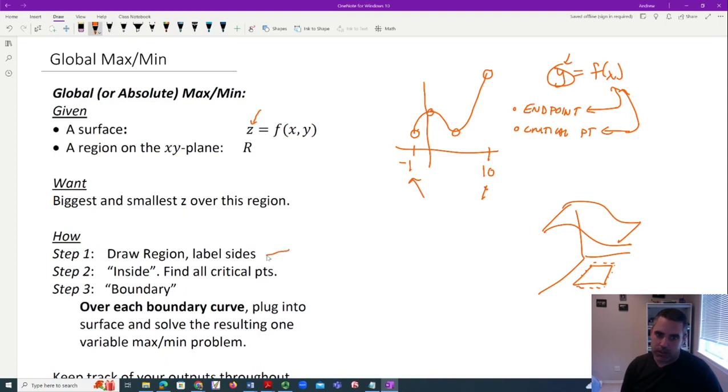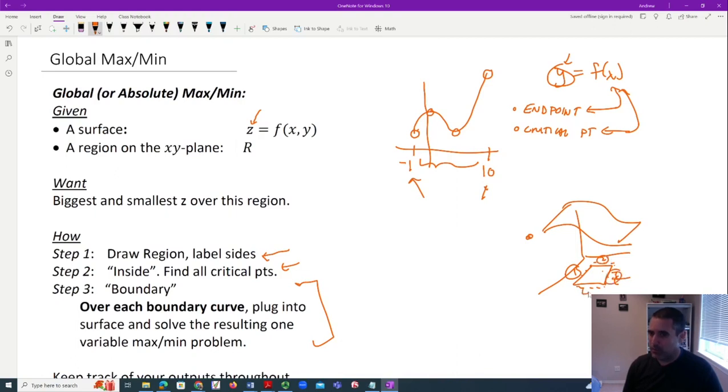We draw the region, that's the big thing, and then we find if there are any critical points inside the region. That's like finding critical points in 2D. If you have a critical point that's outside the region, we don't care about that, because the question is going to be asking for the maximum over the given region. And then we do the boundary, and we go one by one across the boundaries.